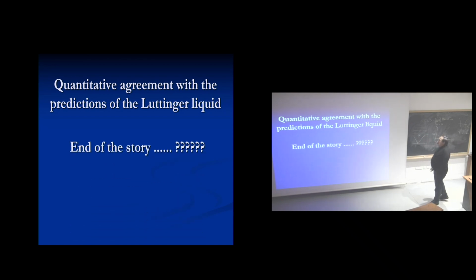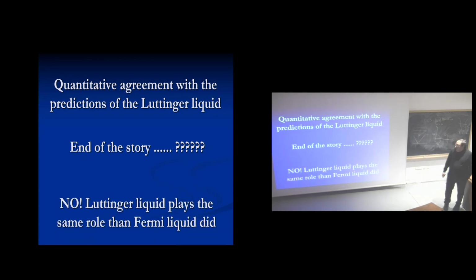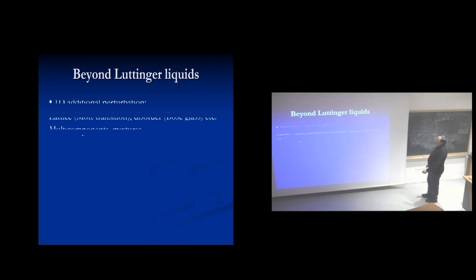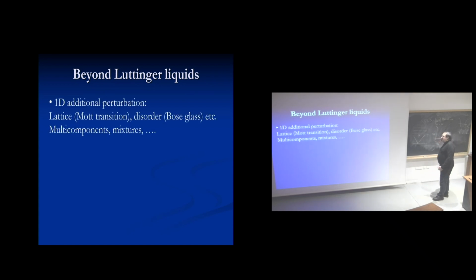Yay! Is it the end of the story? Should we all go home and work on 3D materials or 2D materials? And the answer is, of course, no. As I said, we are now at the beginning of really studying perturbations on the Luttinger liquid. So we need to go, of course, beyond Luttinger liquids, but we build on the Luttinger liquid. Okay, so let me take a couple of examples, and today I will deal with what I would call 1D additional perturbations. So I'll add a little bit of complications.